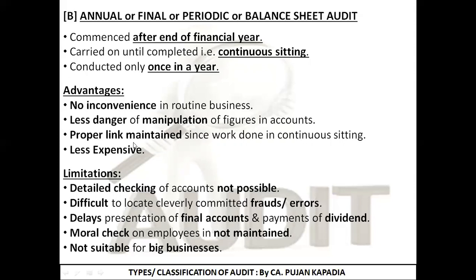Third is proper link is maintained since the work is done in continuous sitting. In interim audit, what was happening? I was conducting audit for the first 4 months, then I am going to come after the year ends. So the link that I have already set by auditing the 4 months is again going to lapse, and I need to start from zero for the remaining 8 months. What is going to be the case over here? I am going to complete my entire audit assignment in a continuous sitting. As a result, once I'm into it, I'm totally into it. So it becomes easier and a proper link is maintained to complete my entire work.